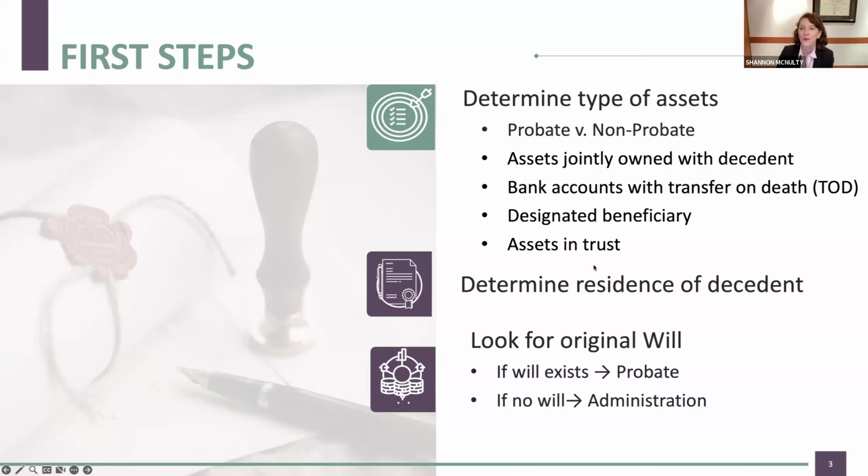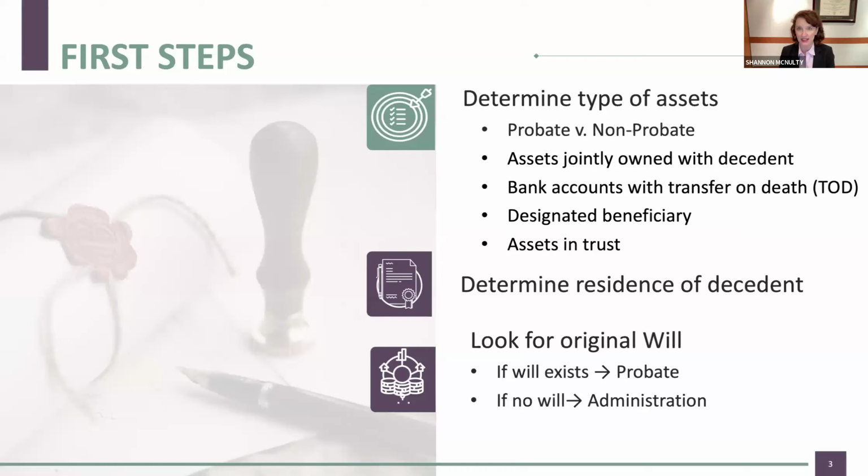Okay. So yeah, I think non-probate has to be a particular type of asset, or it has a beneficiary designated on it. And then probate is kind of a catch-all. So anything that's not a non-probate asset is going to go through probate.